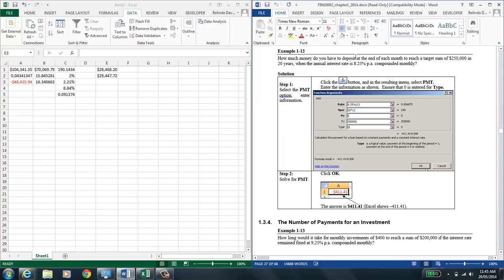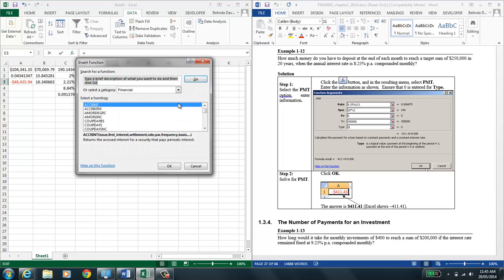So how much money do you have to deposit at the end of each month to reach a target sum of $250,000 in 20 years when the annual interest rate is 8.25% compounded monthly? So we go function. We want to know the actual payment this time.